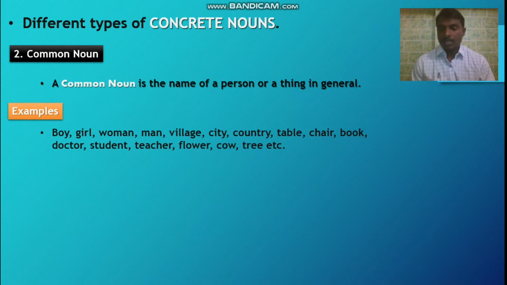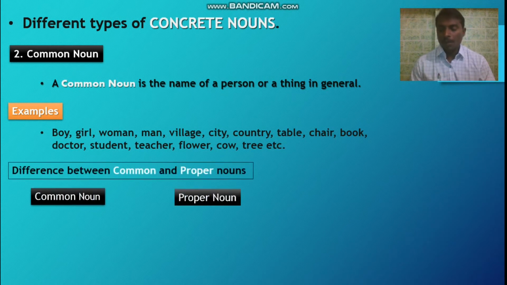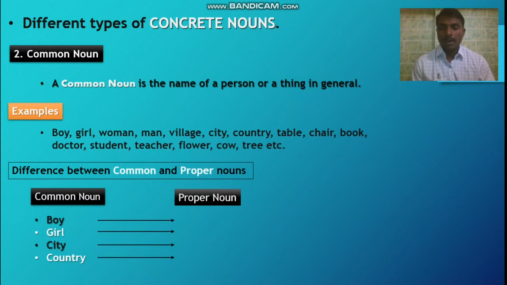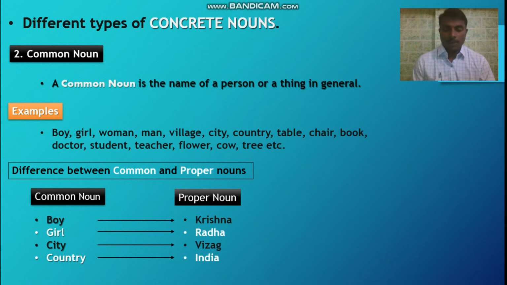So let's see the difference between common noun and proper noun. Common nouns: boy, girl, city, country, and their particular names. For boy we may say Krishna, for girl Radha, for city we will say Vijayawada, and for country India. So a common noun is the one which is common to some particular people, and a proper noun is the particular name of a particular person.